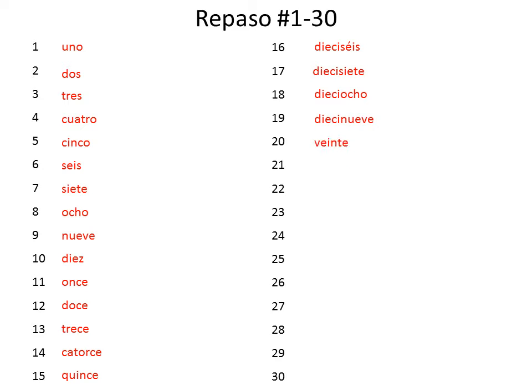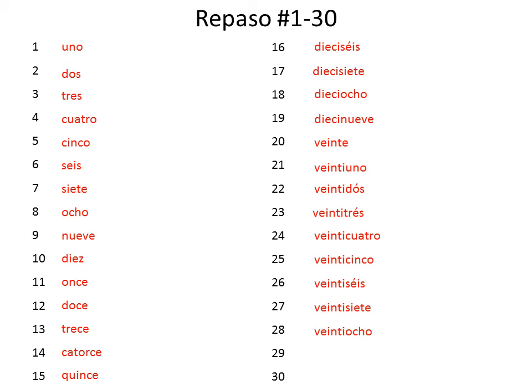dieciocho, 19, diecinueve, 20 is veinte, 21, veintiuno, 22, veintidós, 23 is veintitrés, 24, veinticuatro, 25 is veinticinco, 26 is veintiséis, 27, veintisiete, 28 is veintiocho, 29, veintinueve, and 30 is treinta.